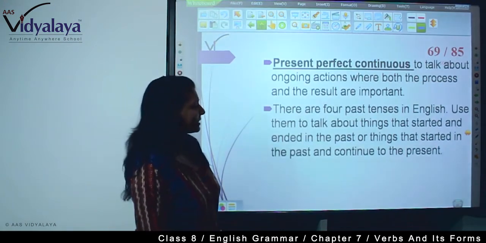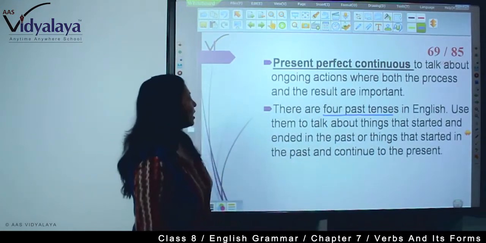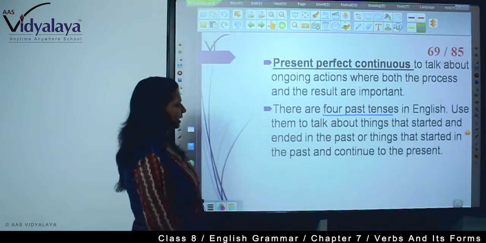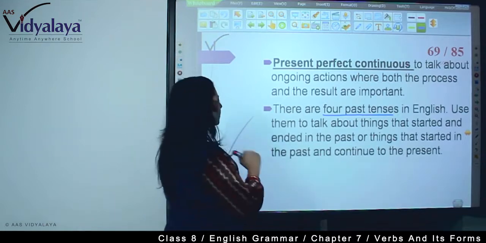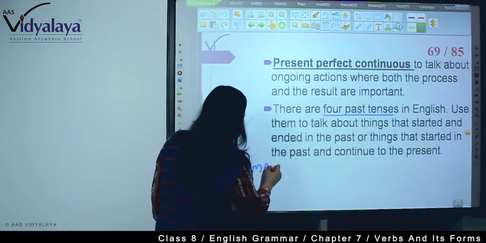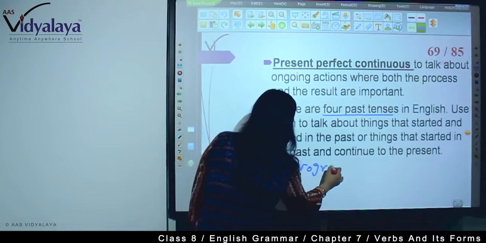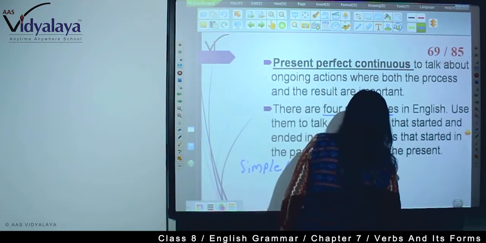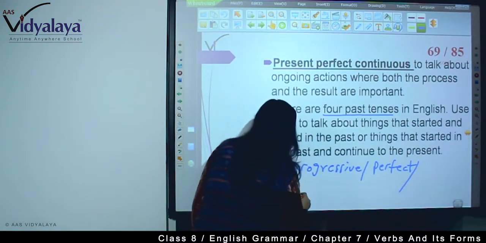There are 4 past tenses in English. That is the present. Now, past tenses. We use them to talk about things that started and ended in the past or things that started in the past and continue to the present. So here again you will find simple past, progressive, perfect and perfect continuous.